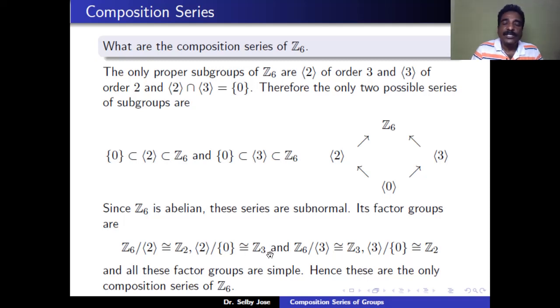And Z2 and Z3 are simple. Therefore, all these factor groups are simple groups. Therefore, both the series are composition series of Z6, and these are the only 2 composition series of Z6.